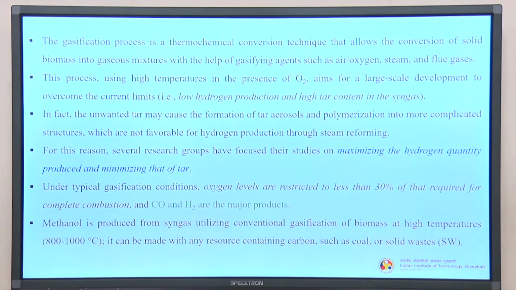For this reason, several research groups have focused their studies on maximizing the hydrogen quantity produced and minimizing that of tar. Under typical gasification conditions, oxygen levels are restricted to less than 30% of that required for complete combustion, and carbon monoxide and hydrogen are the major products. Methanol is produced from syngas utilizing conventional gasification of biomass at high temperatures, almost at 800 to 1000 degrees centigrade, and it can be made with any resource containing carbon such as coal or solid waste.